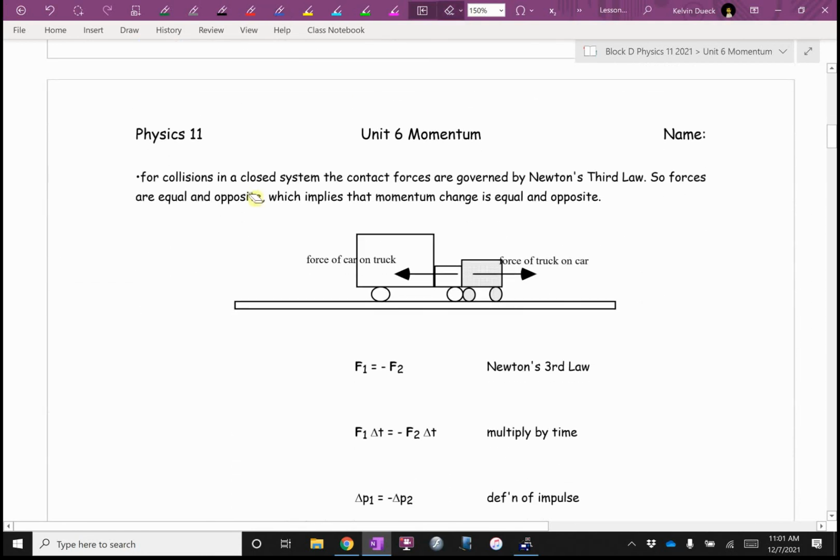For collisions in a closed system where there's nothing pushing from outside, the contact forces are governed by Newton's third. Forces come in pairs. So forces are equal but opposite. But that also implies that momentum change, what's another word for momentum change? Let's write underneath that in brackets. Impulse is also equal and opposite.